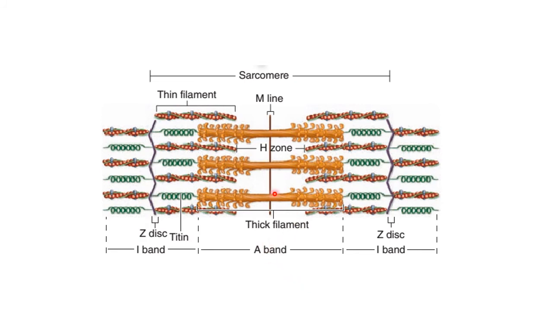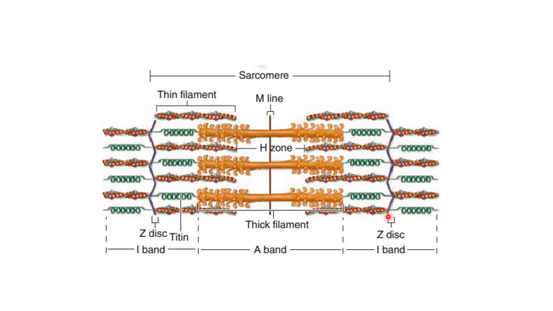This is the arrangement of the thick filament myosin and the thin filament actin. As we noticed before, we have the A band, which is the darker region, and the I band, which is the lighter region. In the I band we have actin filaments that do not overlap with the myosin, only purely actin filaments, with the Z disc in the middle.